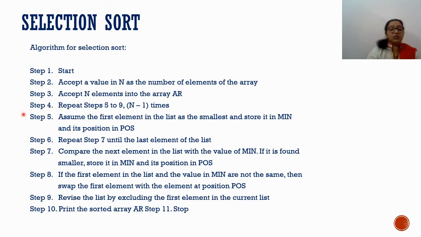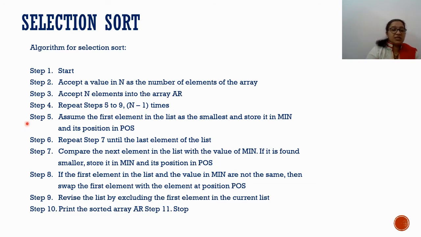Now our logic begins. Step 4, repeat step 5 to 9. So we want to repeat step 5, 6, 7, 8 and 9 n minus 1 times. N minus 1 times. That means we already checked in the example, if 5 elements are there, 4 times we want to repeat it. 4 passes are there. So if n elements are there, n minus 1 times we want to repeat it. That much pass is there.